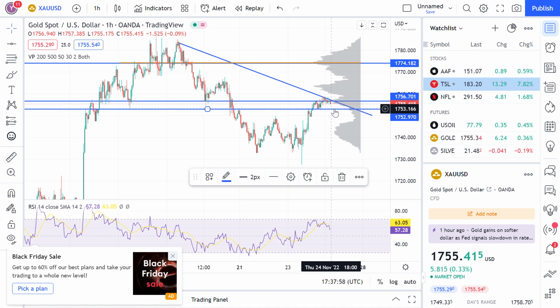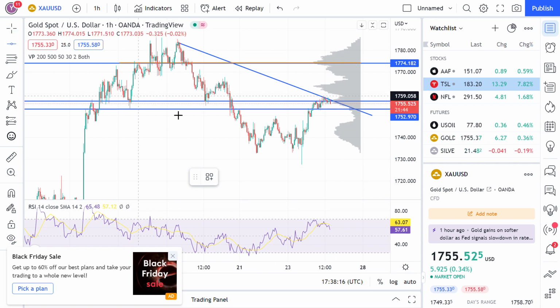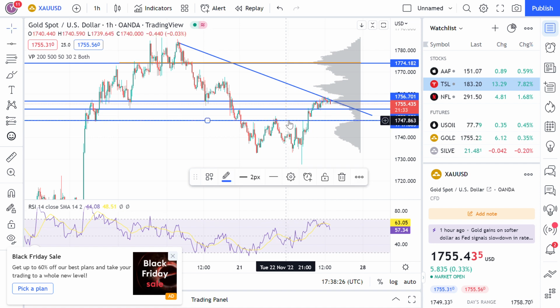So for our short-term traders, this overall scenario gives us a sell signal with a stop loss of 1756.70 towards the targets of 1753 and 1748 respectively. 1748 is for our second support, which comes down to around 1747 or 1748 if we round it off.